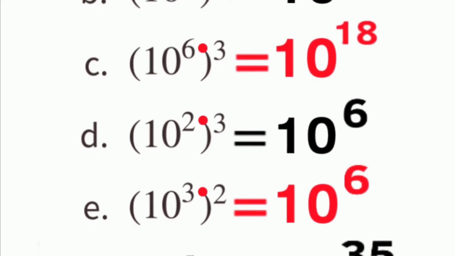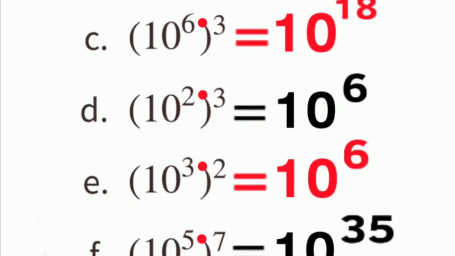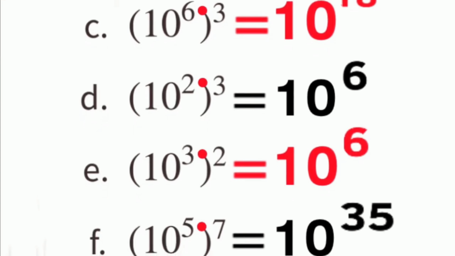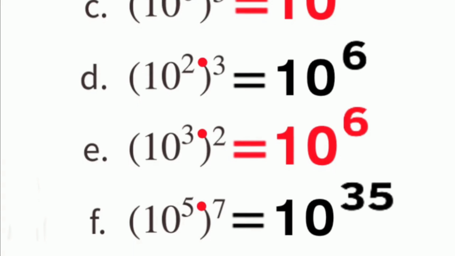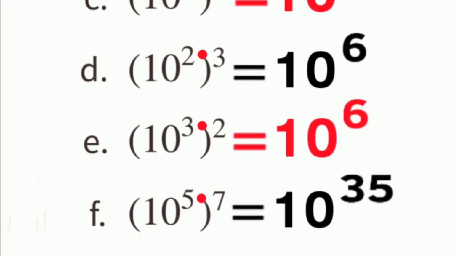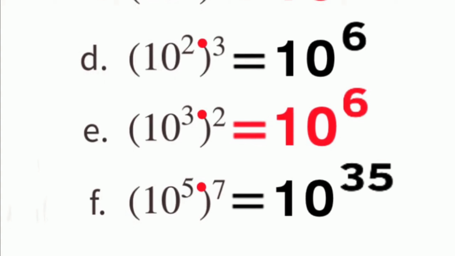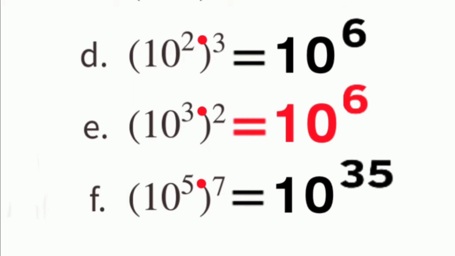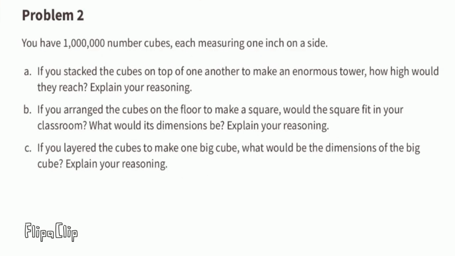E, 10 to the 3rd power, all squared. So exponent 3 times exponent 2 equals exponent 6, 10 to the power of 6. And of course F, 10 to the power of 5, all to the 7th power. Exponent 5 times the exponent 7 on the outside of the parentheses, and the answer is 10 to the power of 35. Problem number 2.